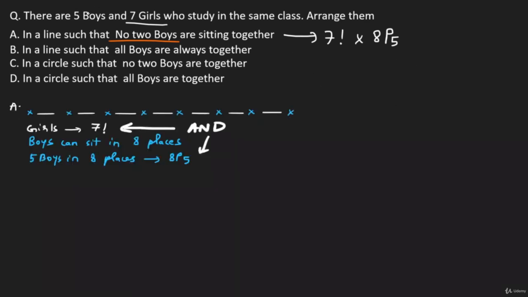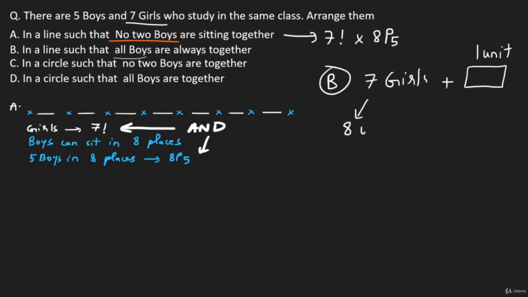We need to arrange the 5 boys and 7 girls in a line such that all the boys are always together. Alright, now we have 7 girls and all the boys are together, so that can be considered as one unit. So this plus this totals 8 units, and 8 units in 8 places can be arranged in 8 factorial ways. Alright, now in each of these 8 factorial ways, the 5 boys can be arranged in 5 factorial ways.